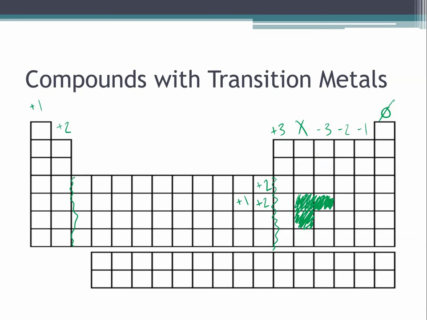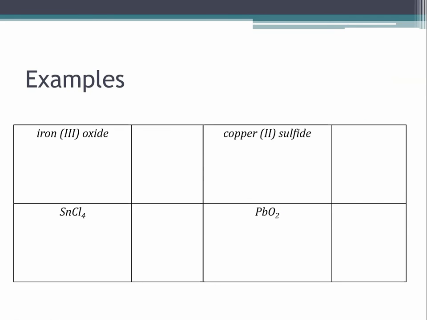Besides the variable charges or the not variable charges, writing formulas for transition metals is exactly the same as what we were just doing. So let's see some examples of this. All right, so just like before, we are going to write names for the formulas we are given, and we will write formulas for the names that we are given. Names to formulas are just a little bit easier, but even formula to name is not bad.